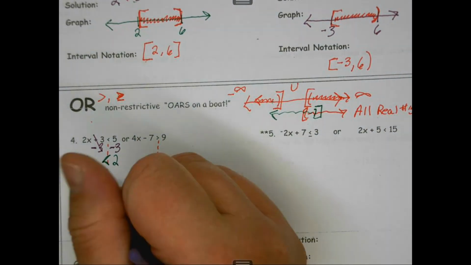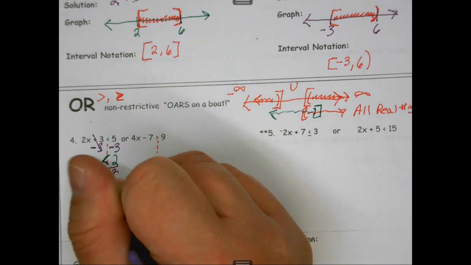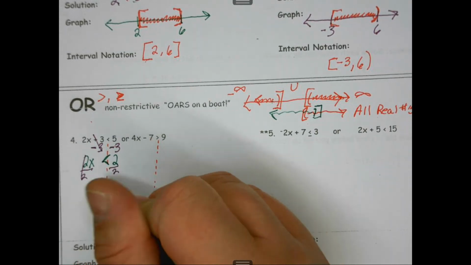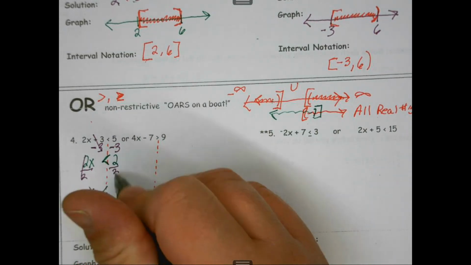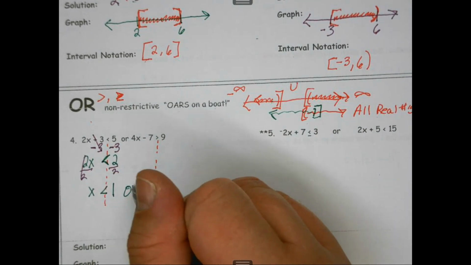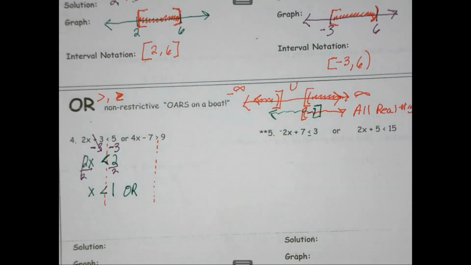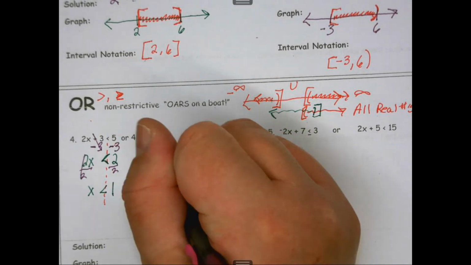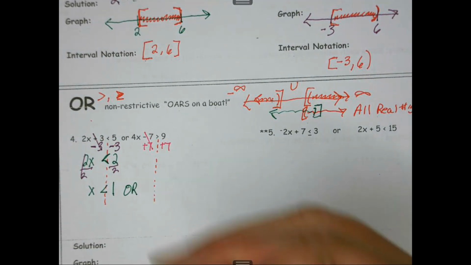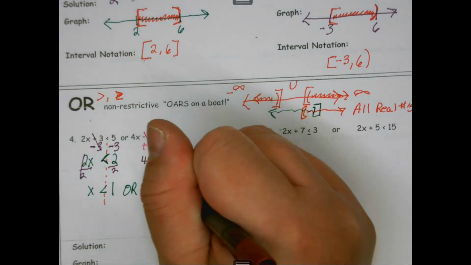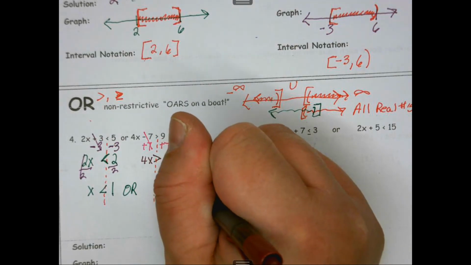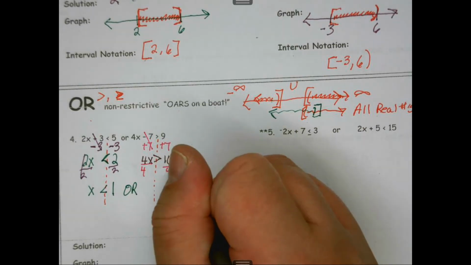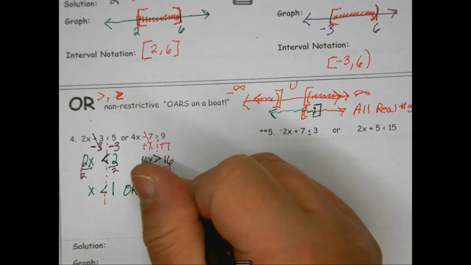Or, go ahead and solve this side. Plus 7, I get 4x greater than 16. Divide by 4, I get x is greater than 4. So that's my answer. That's my solution. That's my inequality statement: x is less than 1, or x is greater than 4.